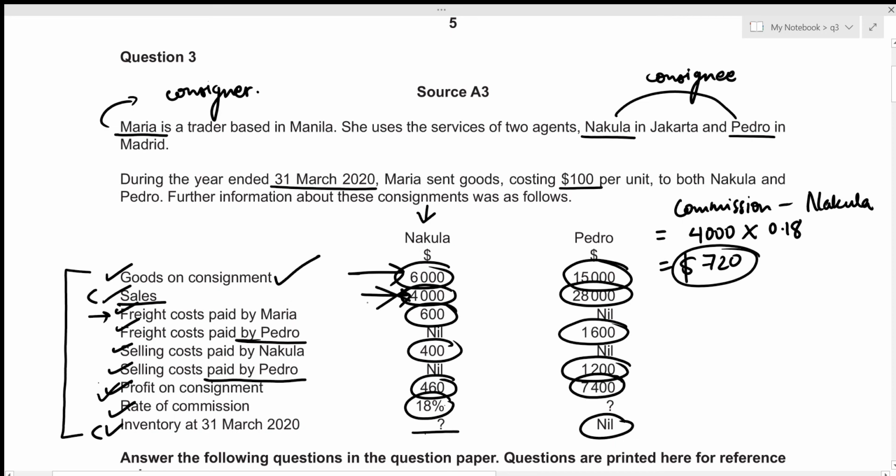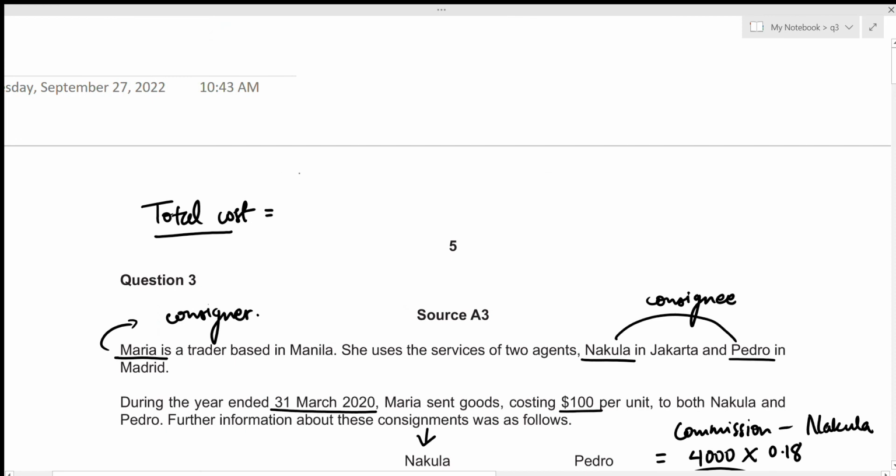Then we have freight cost. This will definitely be included. Then we have the selling cost. So this cost should not be included as it is only associated with the sold goods rather than our unsold inventories. So I think, yeah, that's the only cost to be included. So that's the goods sent on consignment plus the freight charges. That's 6,000 plus 600. So this results our total cost to be 6,600.